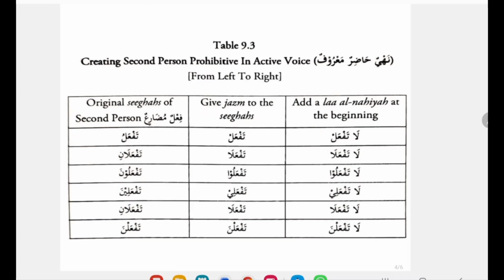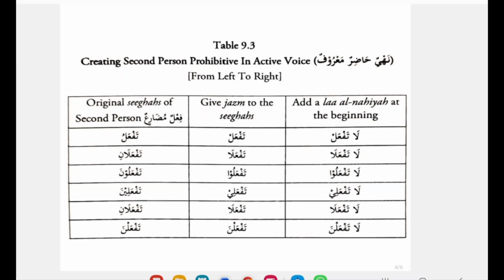So this is basically the table for the steps I told you in order to convert al-fi'l al-mudari' into nahi. As you can see on the left corner, if you have taf'alu, the first thing you did was give jazm. So taf'alu became taf'al, taf'alani became taf'ala, you dropped the noon. Taf'aluna, you also dropped the noon, it became taf'alu. Taf'alina, also you dropped the noon, it became taf'ali. Taf'alani, again dropped the noon, became taf'ala. Taf'alna, that is jama muannas hazir. And as I told you before, it is an exception to the rule of dropping noon, so you're not going to drop the noon. So taf'alna is going to remain as taf'alna.